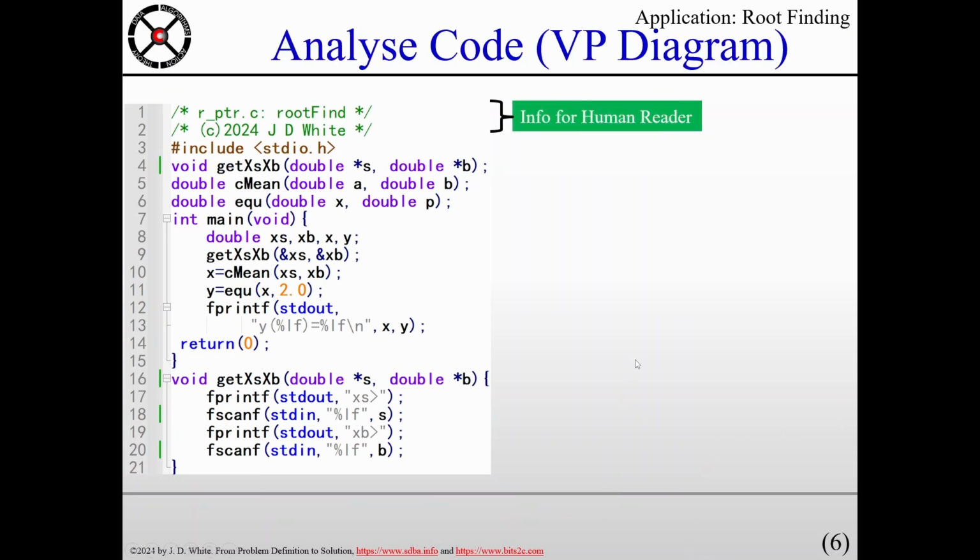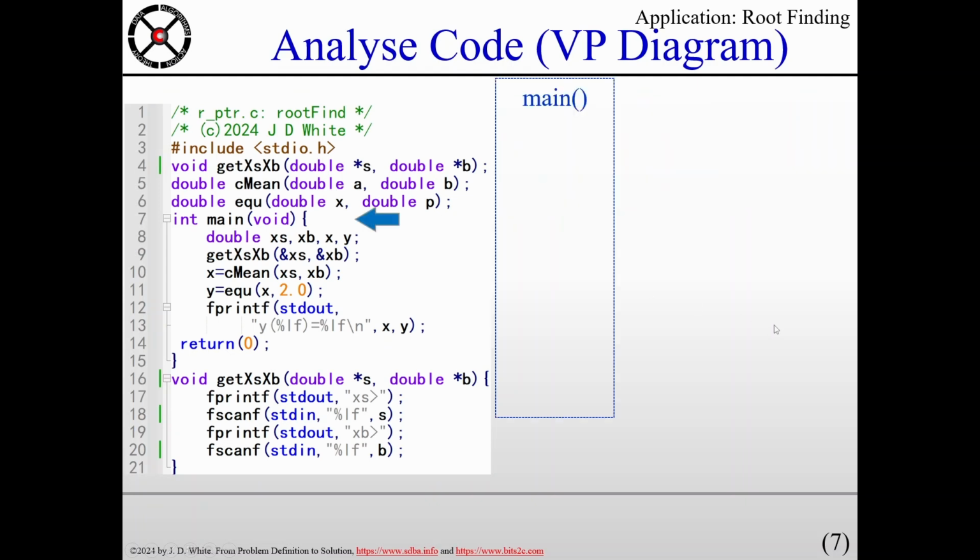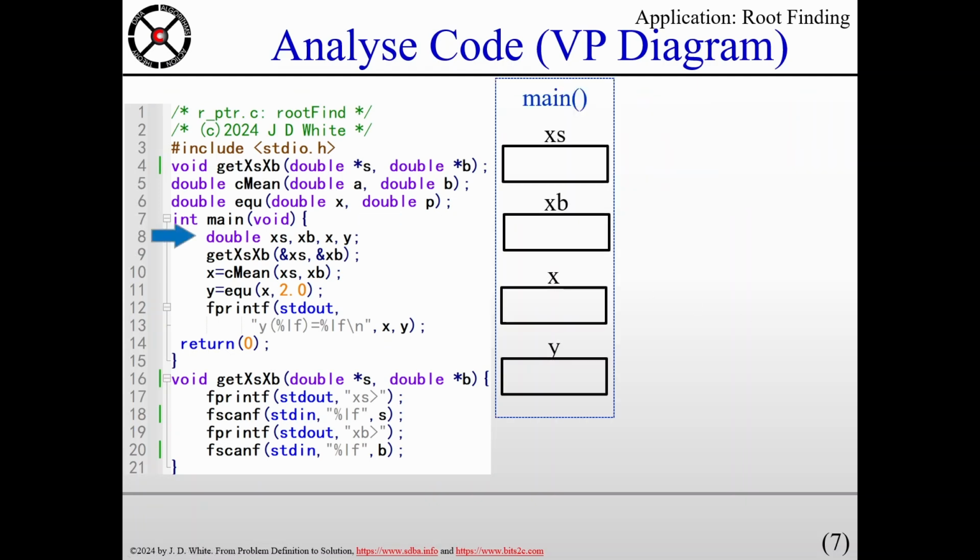Okay, so here's our information for the human reader. There's the information for the preprocessor, where the function prototype for fprintf is located. These are the functions in this file. And then function main starts. Declare 4 containers of type double. So for floating point containers, 4 of them are contained.